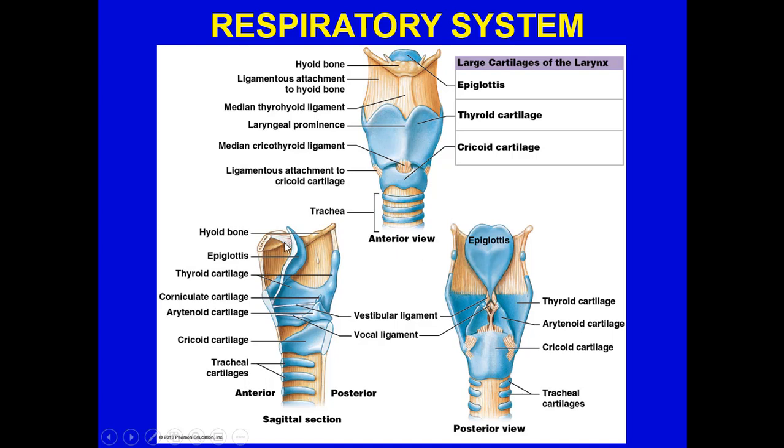If you look on the side here, of course, we have the hyoid bone, the epiglottis, which prevents food from going down into this area we call the windpipe. You have, of course, the corniculate cartilage here, the vestibular ligament here, and then the vocal ligament. So these are what is referred to as the false vocal cords. These are the true vocal cords. You have also the arytenoid cartilage here, the cricoid cartilage here, the tracheal cartilage is noticed here. On the posterior view, you have the cricoid cartilage that comes around, the arytenoid cartilage here, thyroid cartilage here. All right.